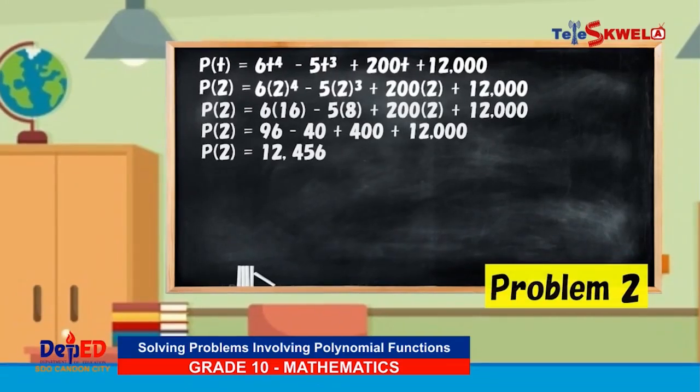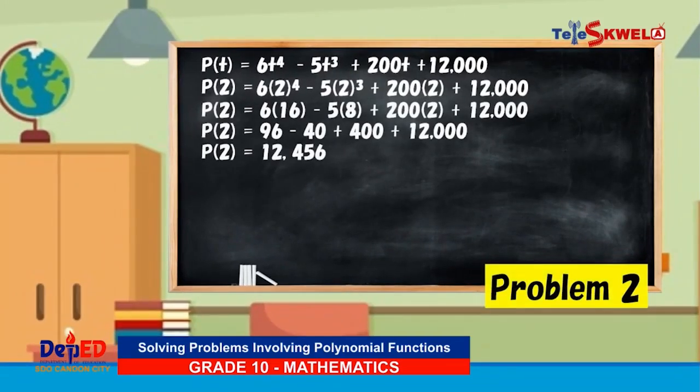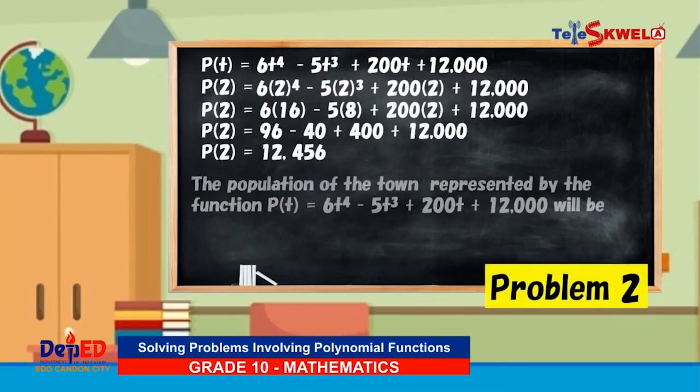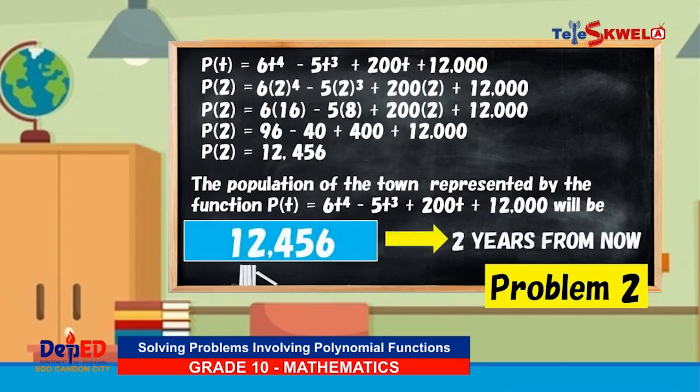Yes, you are right. It means that the population of the town represented by the function P of t is equal to 6t raised to 4 minus 5t raised to 3 plus 200t plus 12,000 will be 12,456 people 2 years from now.